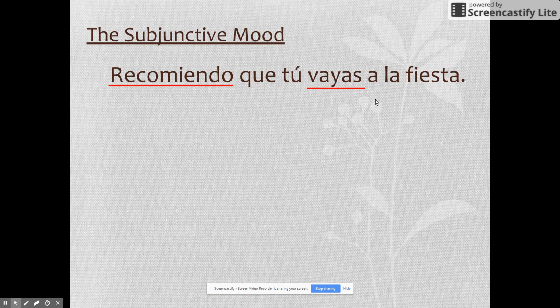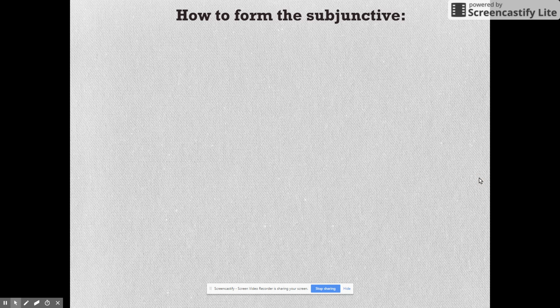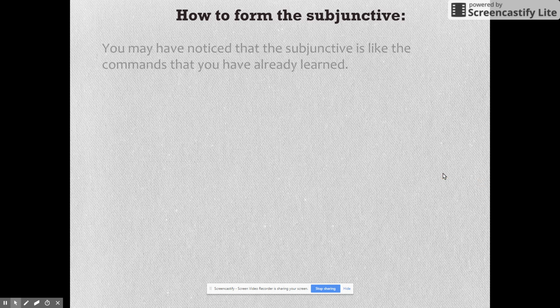So here, indicative, normal, subjunctive, different. Okay, then we have the connector. So how to form the subjunctive. You may have noticed that the subjunctive is like the commands you've already learned because you saw vayas, so that might have kind of tipped you off to that.